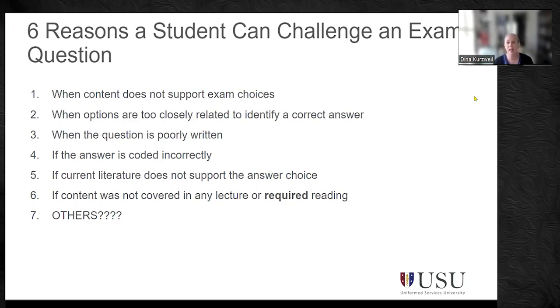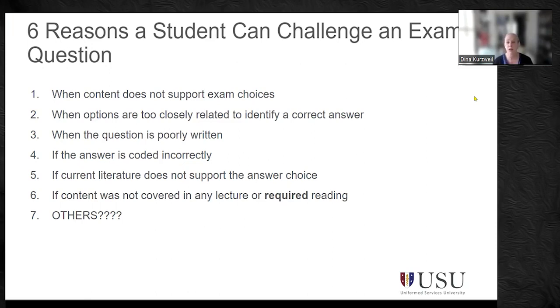You can take that aside and do those one-on-one, but you do want to consider that very carefully, especially by looking at your content and your objectives. When you've written an exam question where the options are similar or too closely related, and it's more of a trick question, you really want to consider the validity of that question. So another reason why a student can challenge an exam question. If something was poorly written, or if the answer has been coded incorrectly, again, they have a valid argument there to talk to you about that.